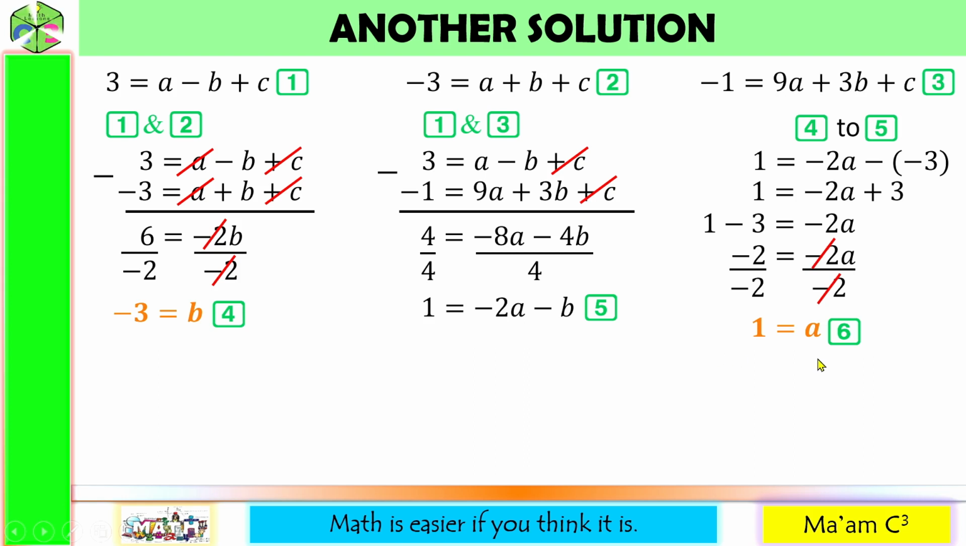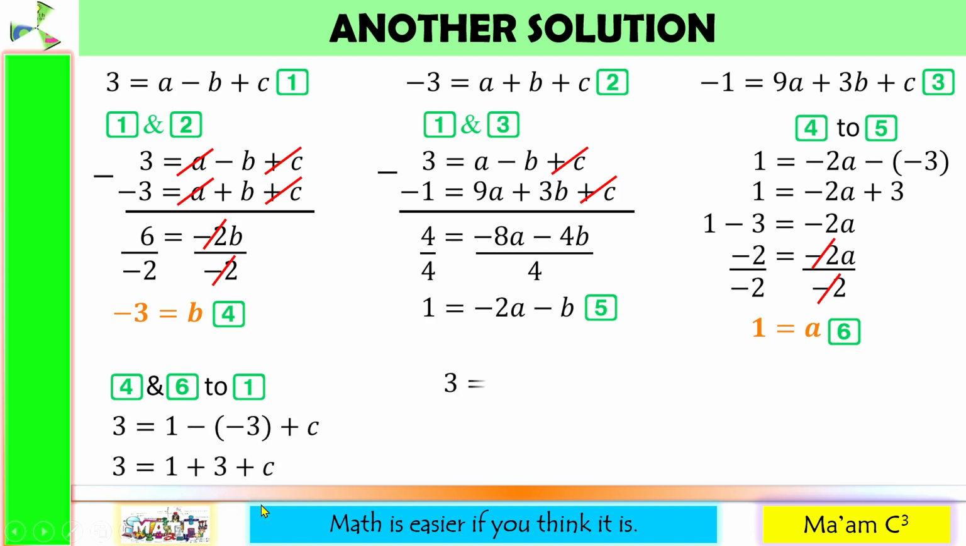I already have the value of a and b, so only c is missing, meaning I can substitute 4 and 6 to either 1, 2, or 3. Since again 1 looks the simplest among the 3, I will substitute 4 and 6 to 1. So I will substitute -3 for b here and 1 for a here. Negative negative will become positive. 1 plus 3 is equal to 4. To solve for c, I'm going to move 4 on this side. It will become 3 minus 4. And this is equal to -1.